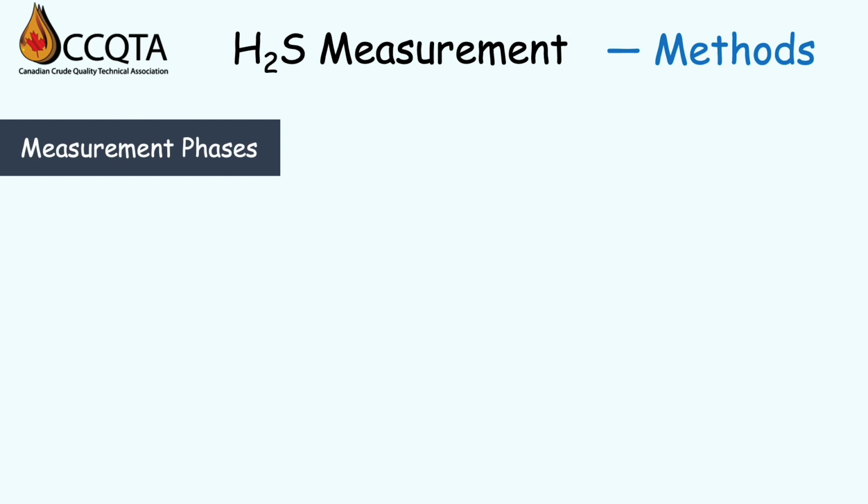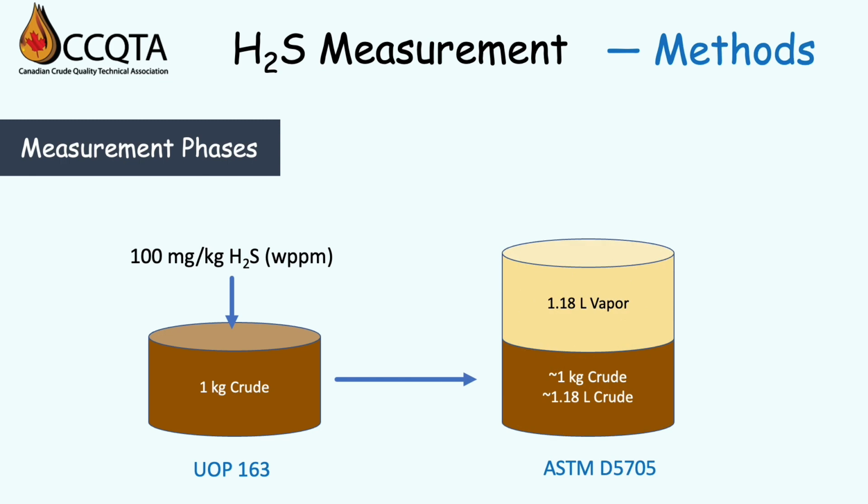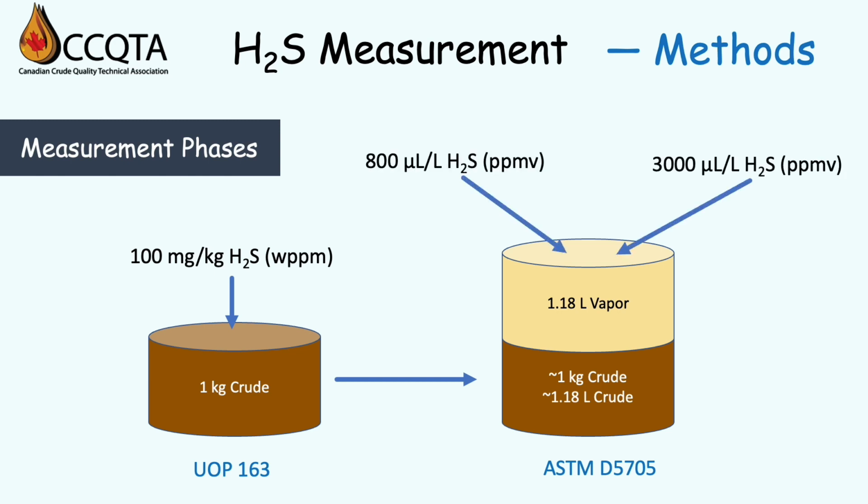Let's look at a similar example using the 100 mg per kilogram H2S in crude oil based on the liquid phase results as a starting point. If ASTM D5705 was performed with that same crude oil, the vapor phase results could range anywhere from 800 ppm to 3000 ppm by volume or by mole. That's a pretty significant difference.